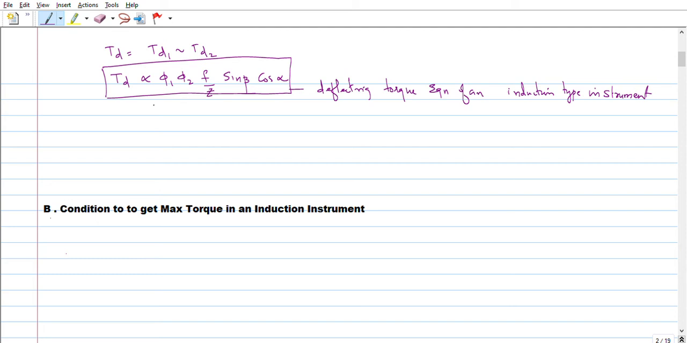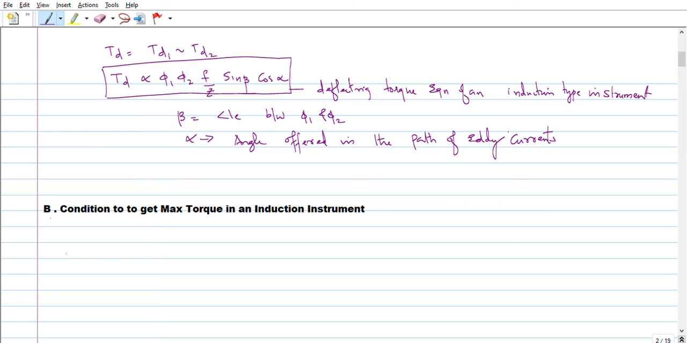What is beta? Beta is the angle between phi1 and phi2. We took phi1 is equal to phi m sin omega t, and phi2 is equal to phi m sin omega t minus beta. Therefore beta is the angle between phi1 and phi2. What is alpha? Alpha is the angle offered in the path of eddy currents or circulating currents.